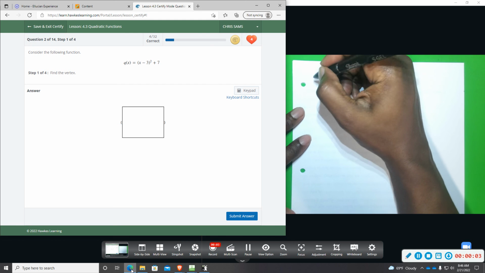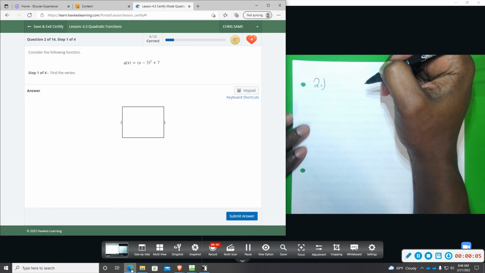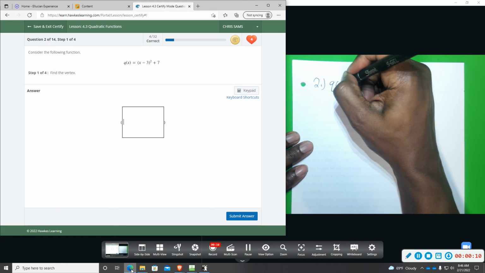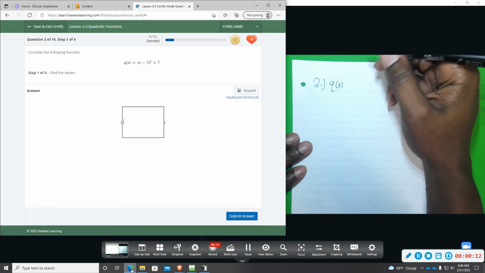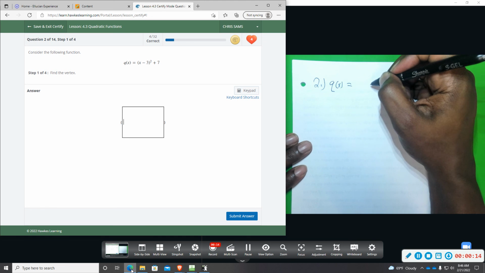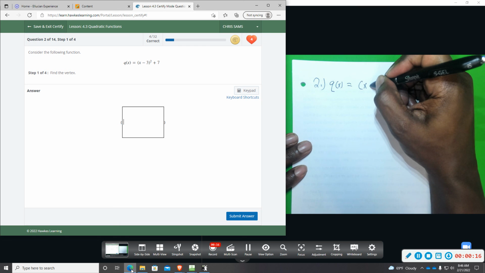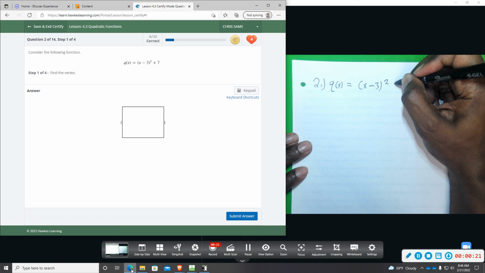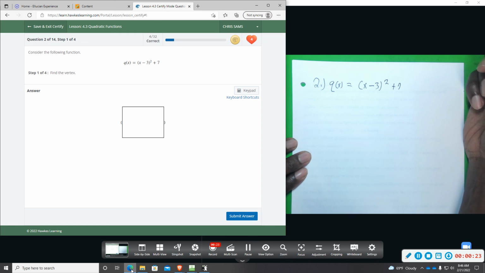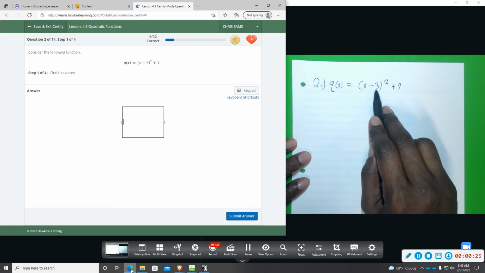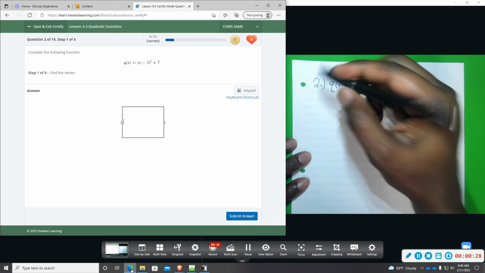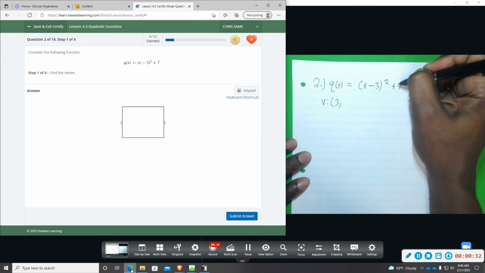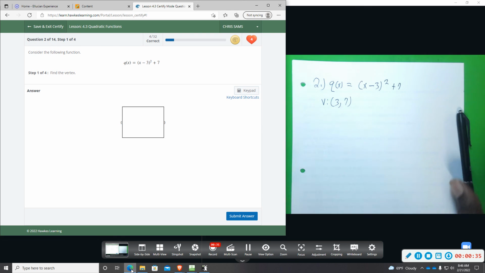Right, number 2. We got 4 parts again, so this time they use Q of x, and again they'll change that letter, so don't fret about that. We have x minus 3 quantity squared plus 7. And we want to find the vertex. So remember, we're going to do opposite of this sign, same sign here. So our vertex for part 1 is going to be 3, positive 7, positive 3, 7.